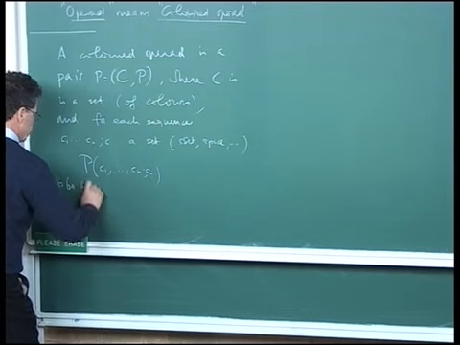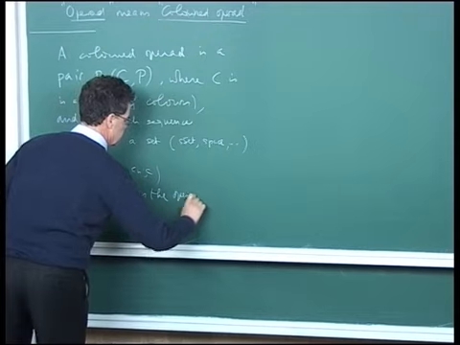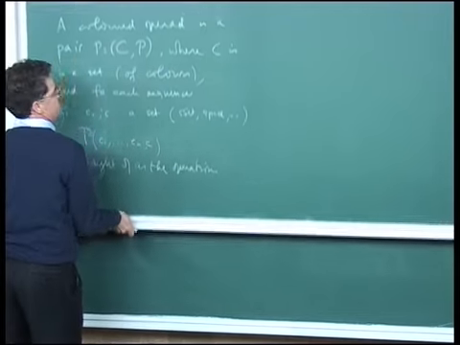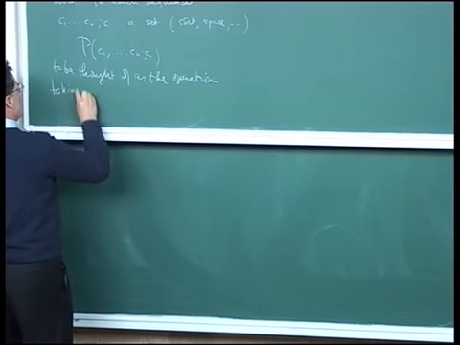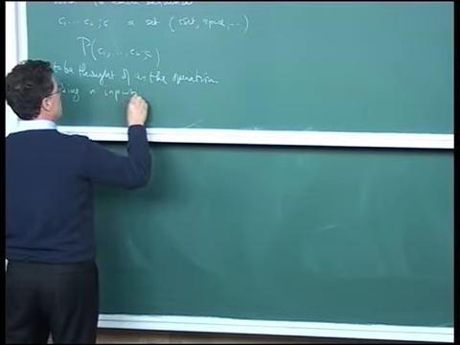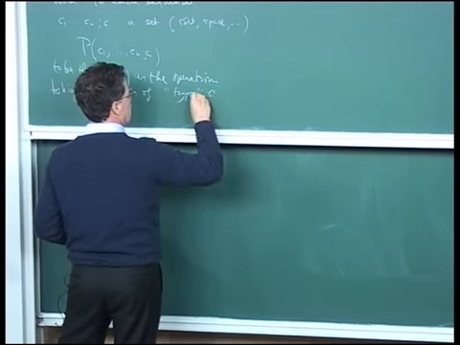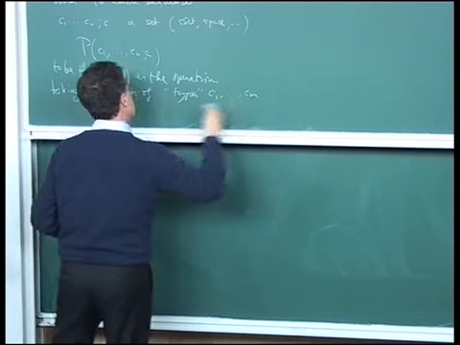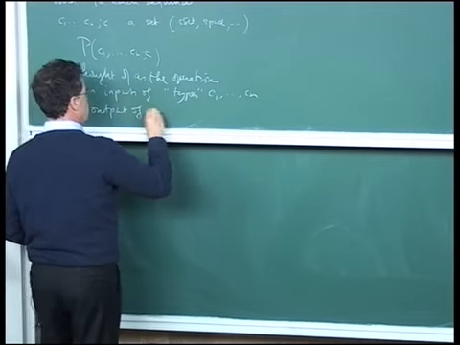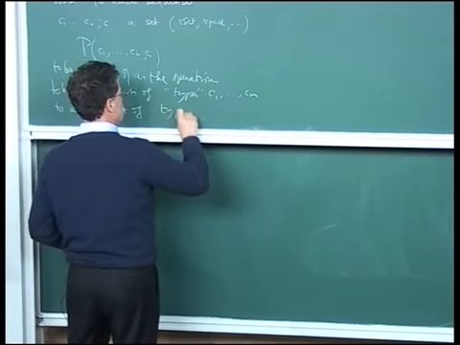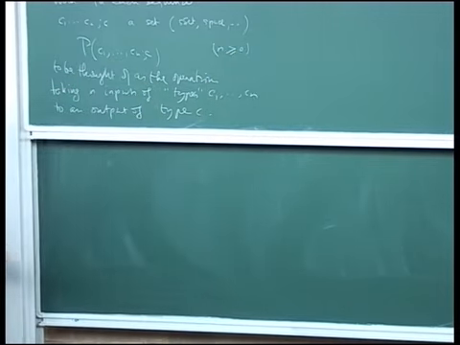P(C1, ..., Cn; C) of operations, to be thought of as the operations taking n inputs of types C1 up to Cn to an output of type C. Okay?